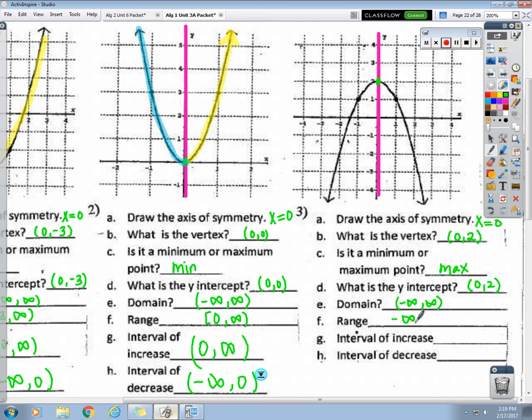Negative infinity to 2. Because you can go down forever, but when you go up, you can only get to 2, and you put a bracket because you stop there.